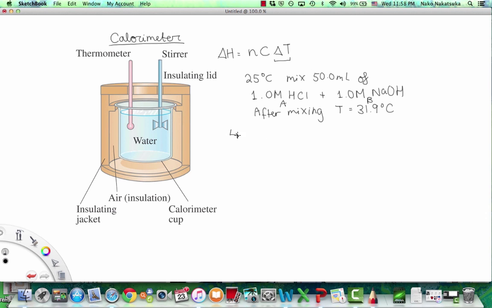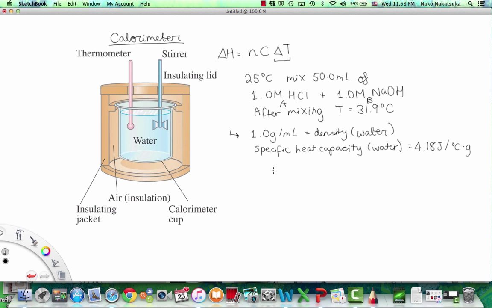So, a few assumptions. Assume that the density of the solution is about 1 gram per milliliter, and this is the density of pure water. And we're also going to use the specific heat capacity of water, which is a constant value of 4.18 joules per degree Celsius gram.